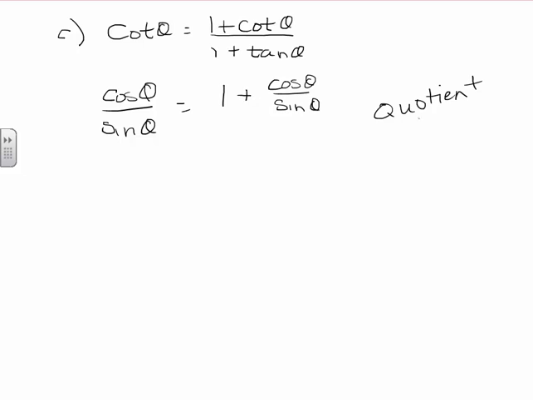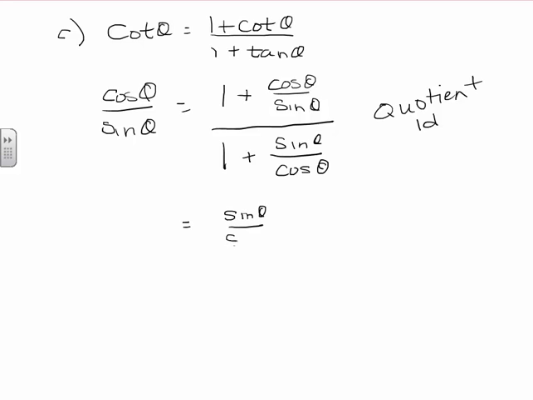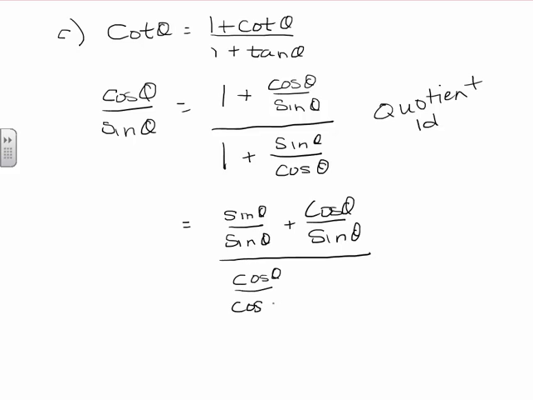So I didn't do that in example B, but remember to always label the identities that you use along the way. This is all over 1 plus sine theta over cos theta because of our quotient identity as well. I'm going to make some common denominators here. Sine theta over sine theta plus cos theta over sine theta. So I just made this denominator sine over sine. And then I'm going to do the same thing in the denominator of cos theta over cos theta equals 1. And now I have common denominators to do some adding.